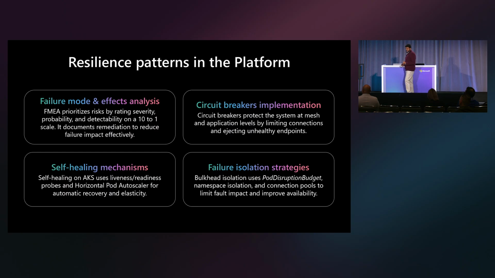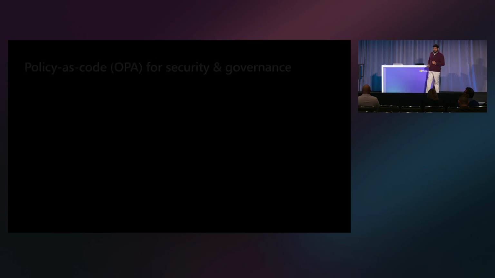Self-healing mechanisms in AKS, we use liveness readiness probes and HPA, horizontal pod scaling, for making sure that the pod that came up is ready to take traffic. If it is not, take it out of the traffic rotation. Failure isolation using a bulkhead pattern using dedicated namespace and connection pool. This protects the services from noisy neighbors. Let's say if I'm running a job on membership analysis, promotion engine is not impacted or card is not impacted. If one part fails, it's kind of contained.